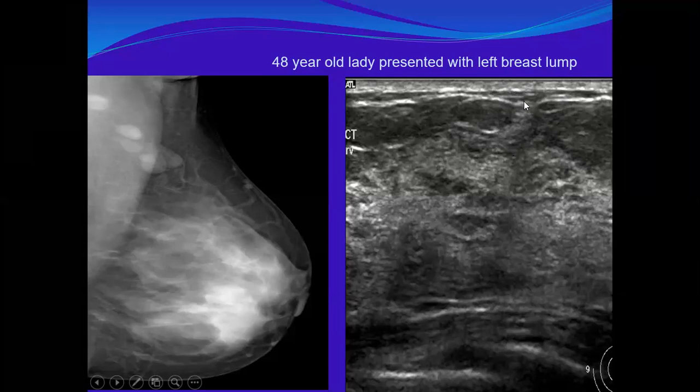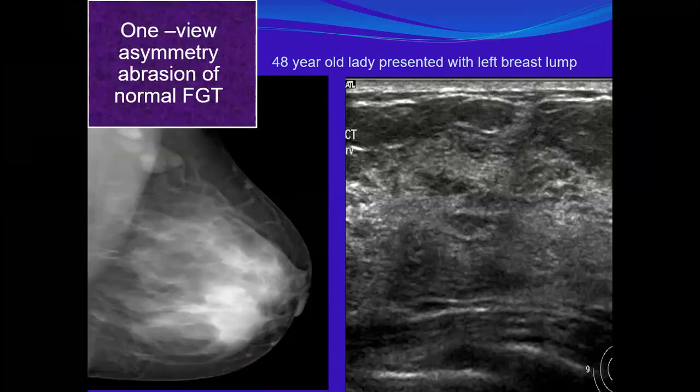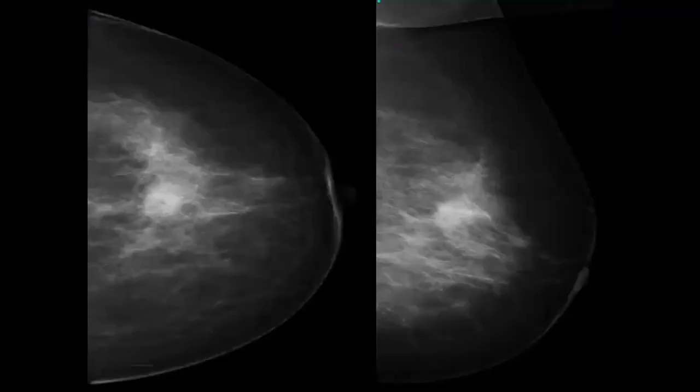You see, it makes some pulling here, some architectural distortion as you mentioned, and this is due to a fibrous ridge. It was a stable appearance, and that is what makes it benign. That's just normal fibroglandular tissue. Okay, next patient, quickly. We would like to finish on time.